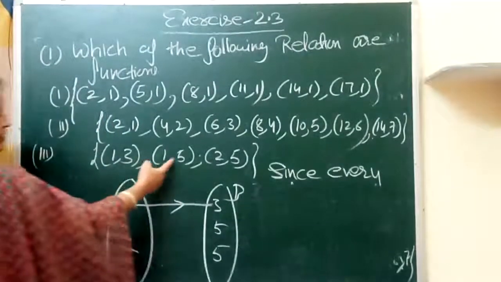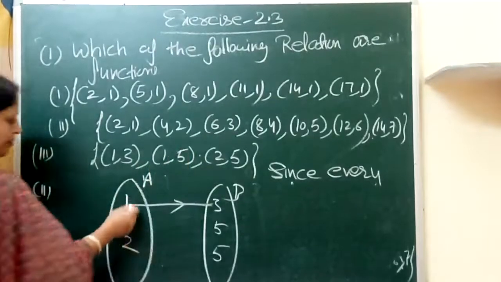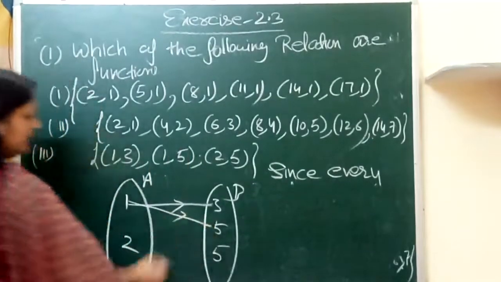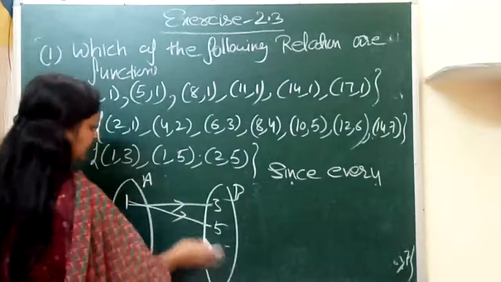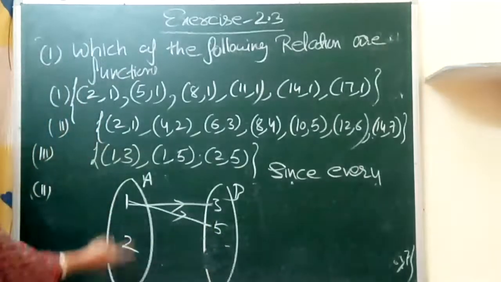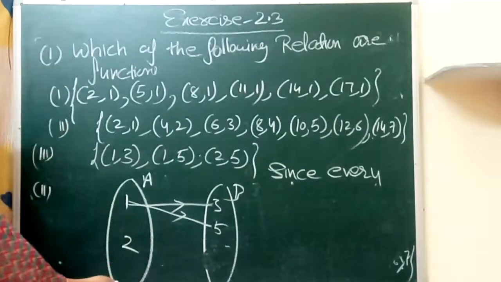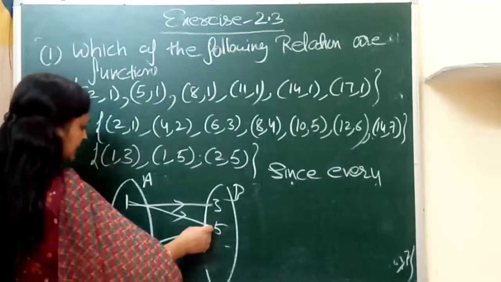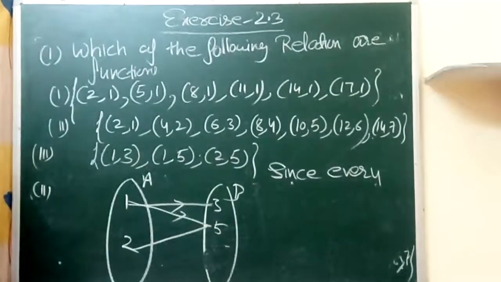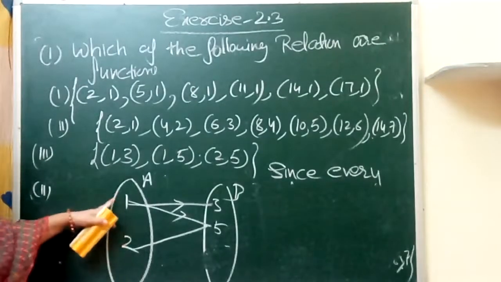Here 5 is repeated 2 times, so write only 1 time. And what is the image of 2? The image of 2 is this one. Image of 1 is 3, image of 1 is 5, image of 2 is 5. So you can see here the element 1 in set A has 2 images, that is 1, 3 and 1, 5.